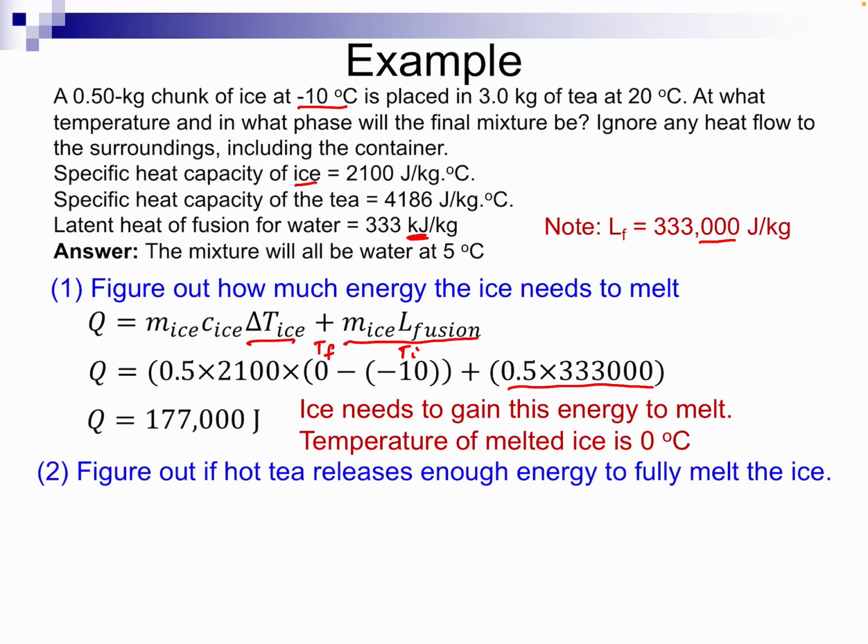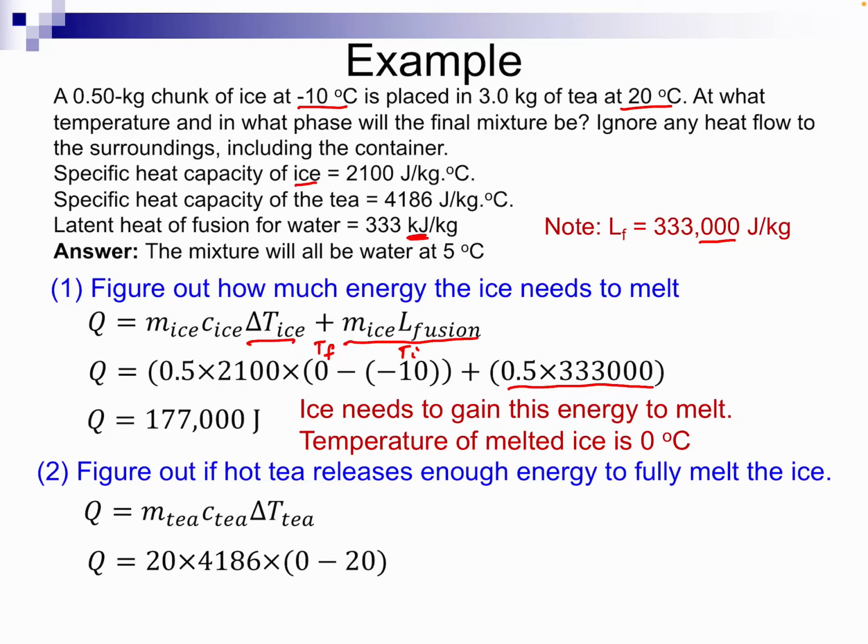Now for the tea, do we have enough energy from the tea to melt the ice fully? The tea starts from 20 degrees Celsius. So it's not starting from boiling point, or it's not starting as steam. Therefore, the energy it releases is just mc delta T. So its temperature should just be lowered, starting from 20 degrees Celsius, in order for it to release energy.